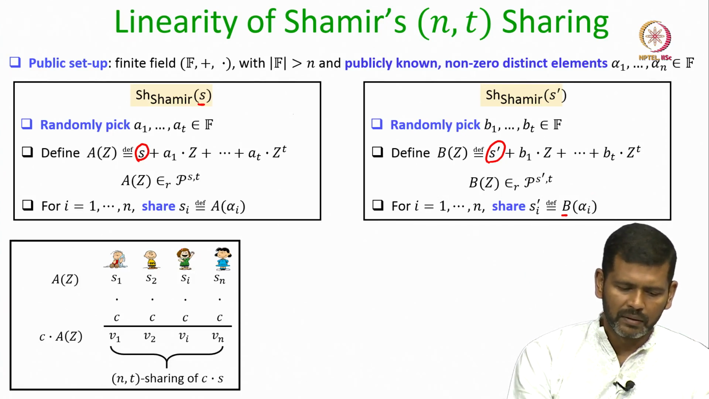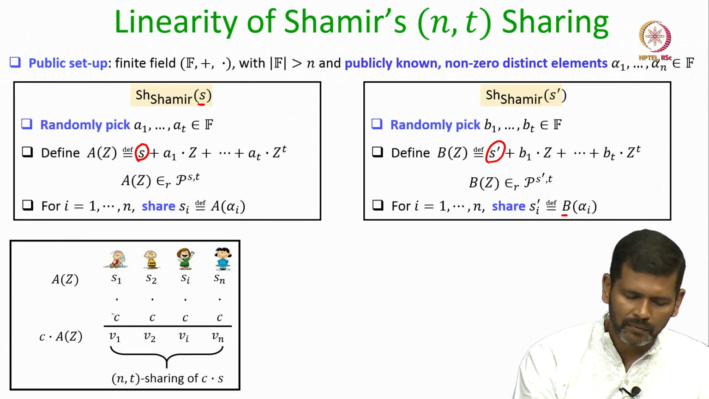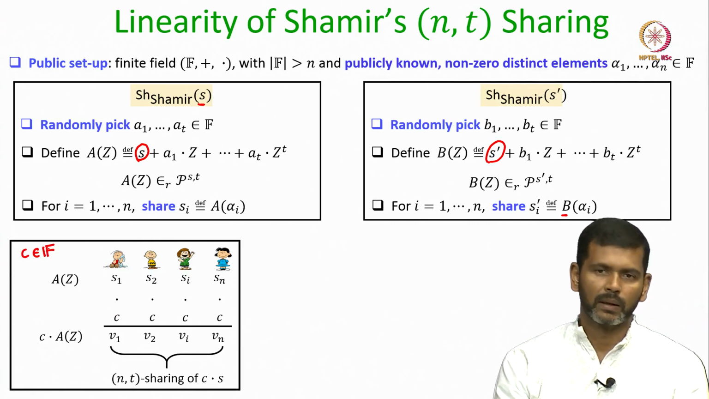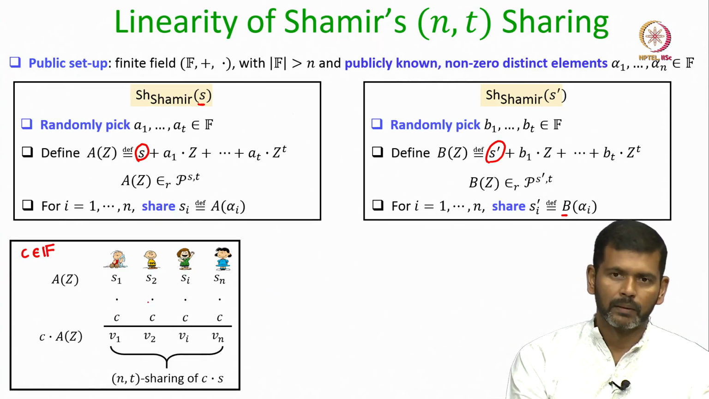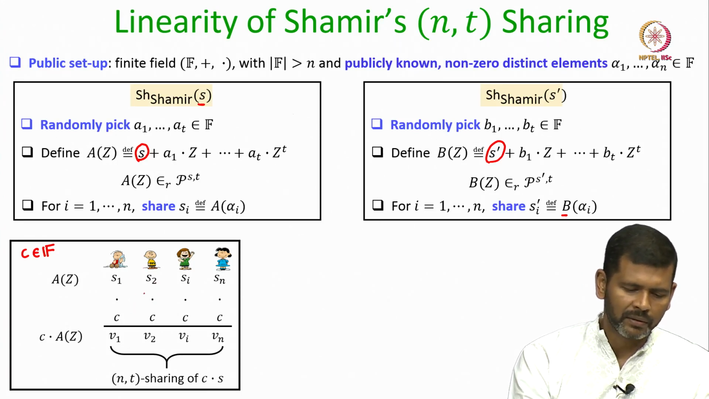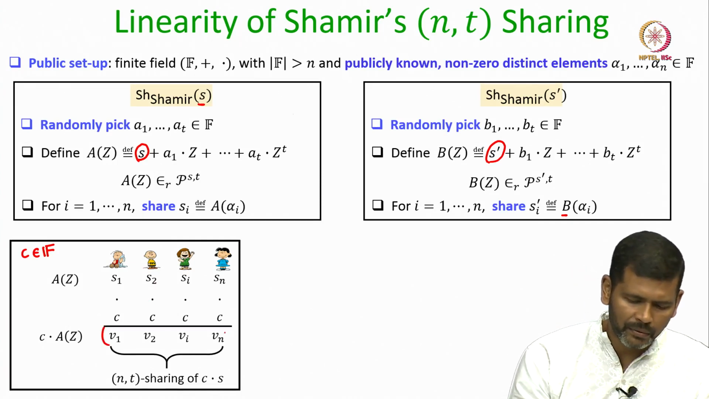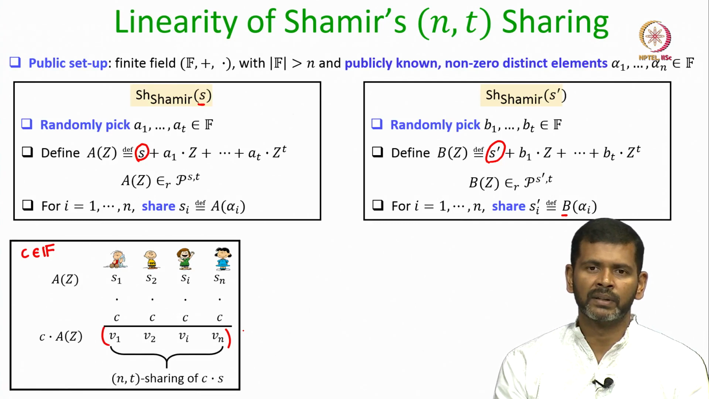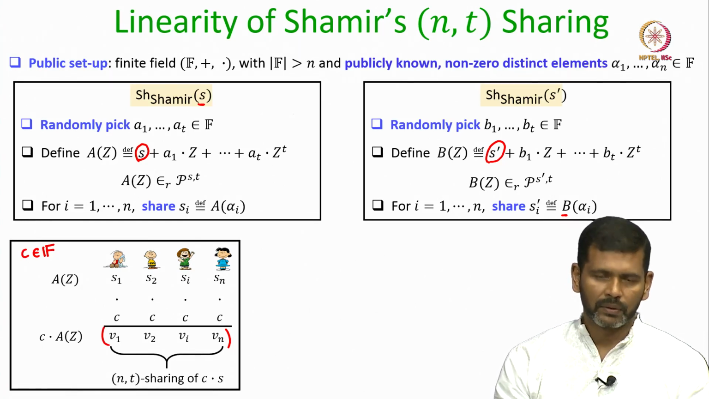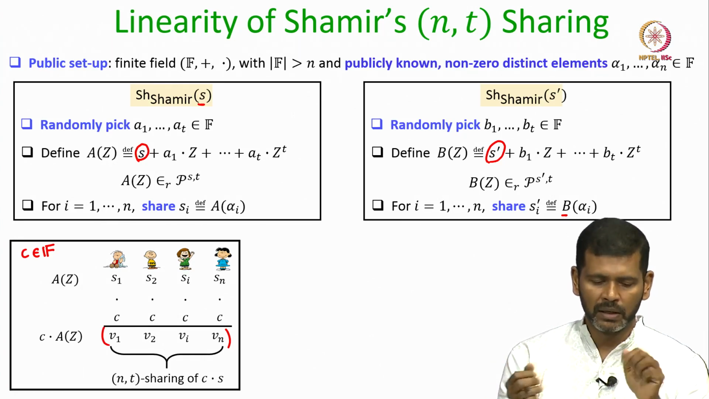So, imagine there is a publicly known value C from the field, and every party multiplies that value C with its share of S. That will give a vector of n values, where the ith component of that vector will be available only with the ith party. Now, collectively, if I view this vector of new values V 1, V 2, V I, V n, what does it constitute?